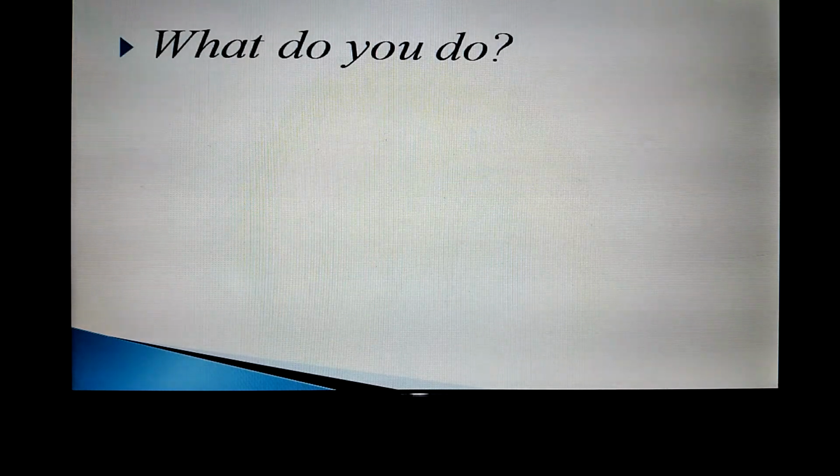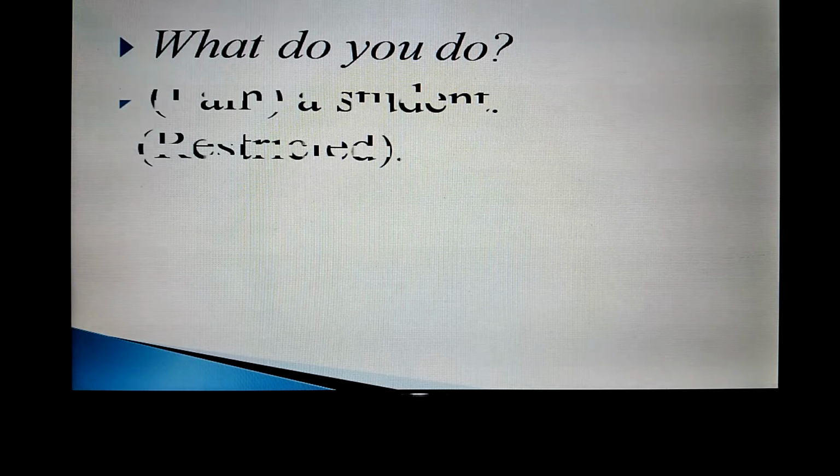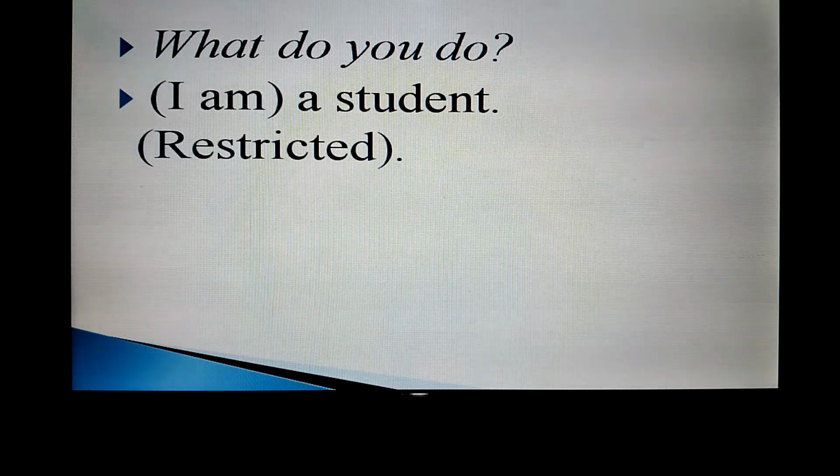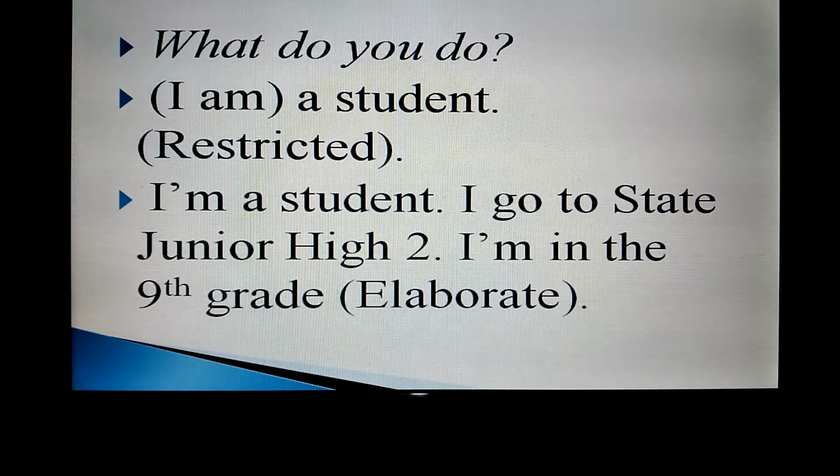With the question, what do you do? You know that this asks about your job, your occupation, and if you are a student, then of course that's what you have to say. But if you say only I am a student, or I'm a student, again, you know that to be restricted. So instead, put it this way, which is much more elaborate: I'm a student, I go to State Junior High 2, I'm in the 9th grade. So you gave more information. You gave your school, you gave your grade. Okay?